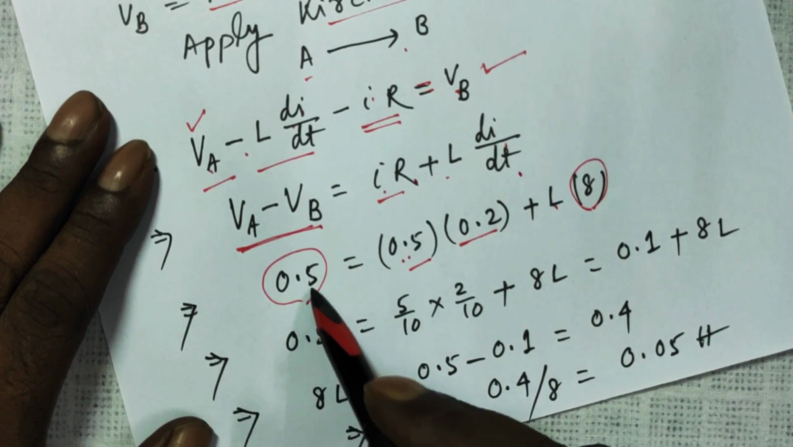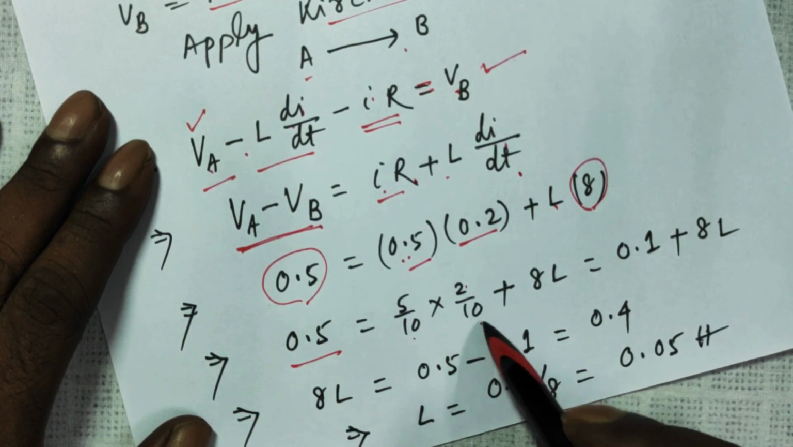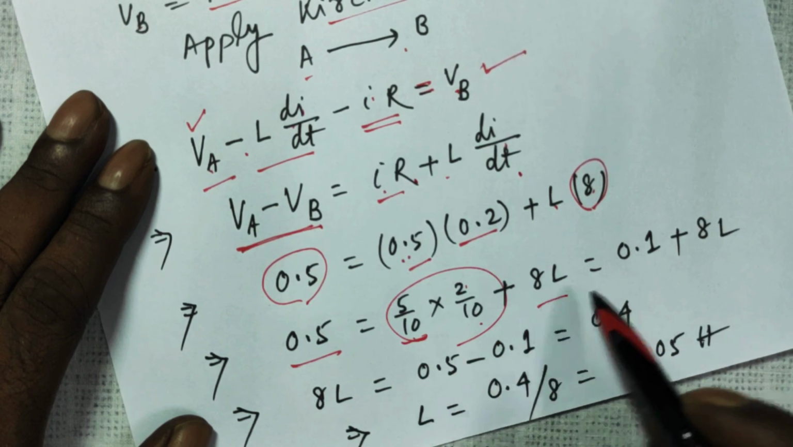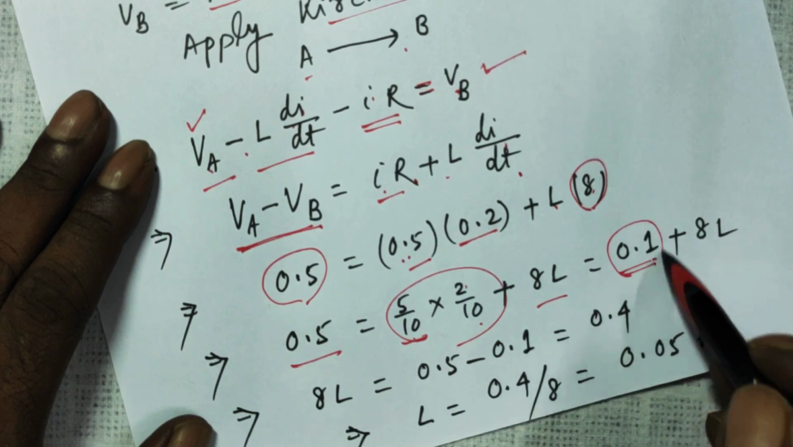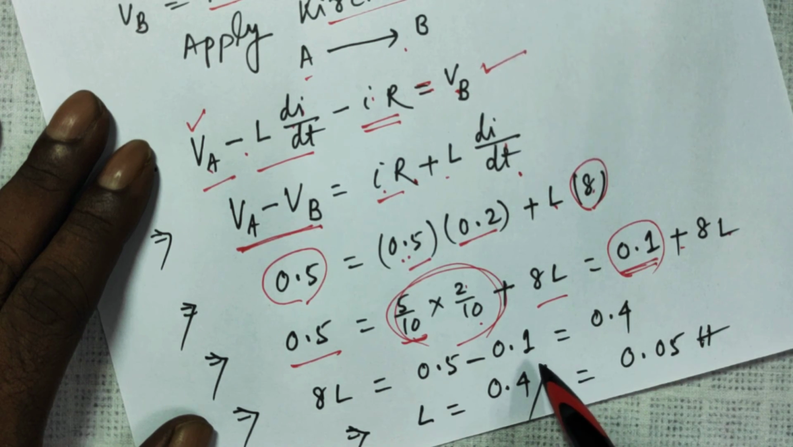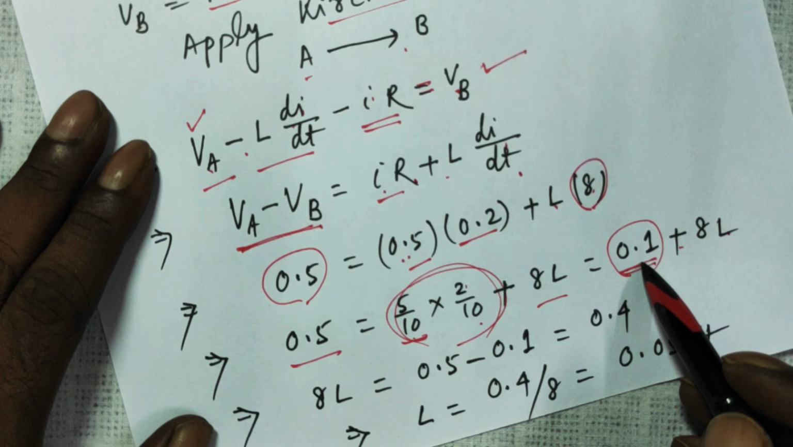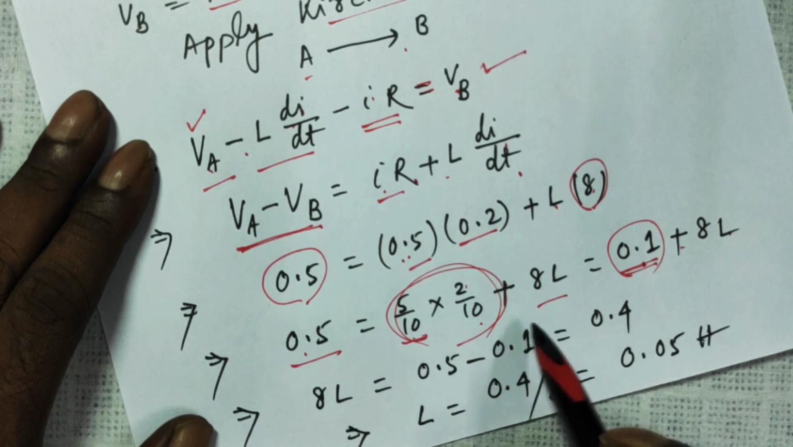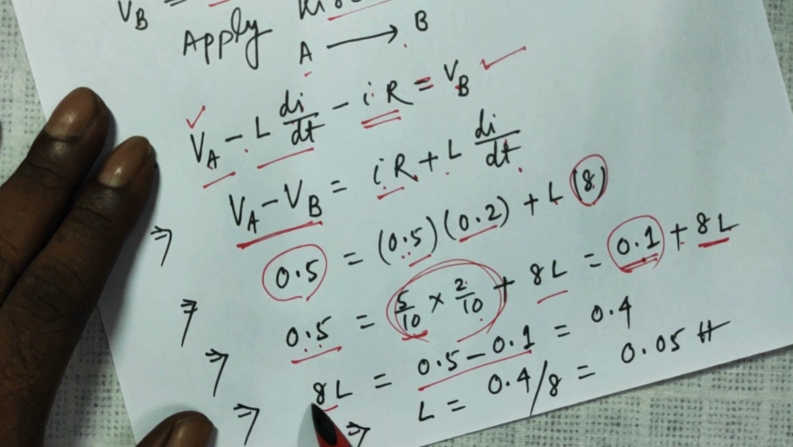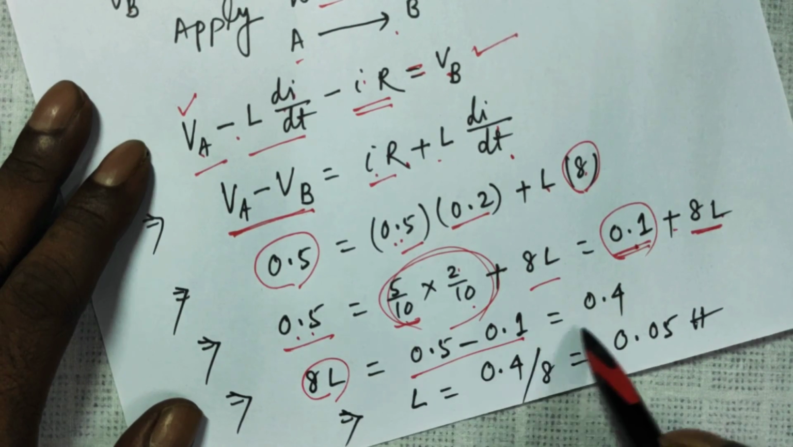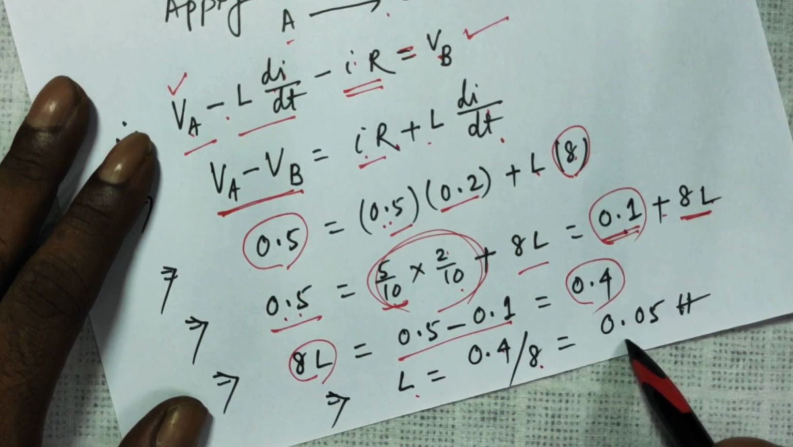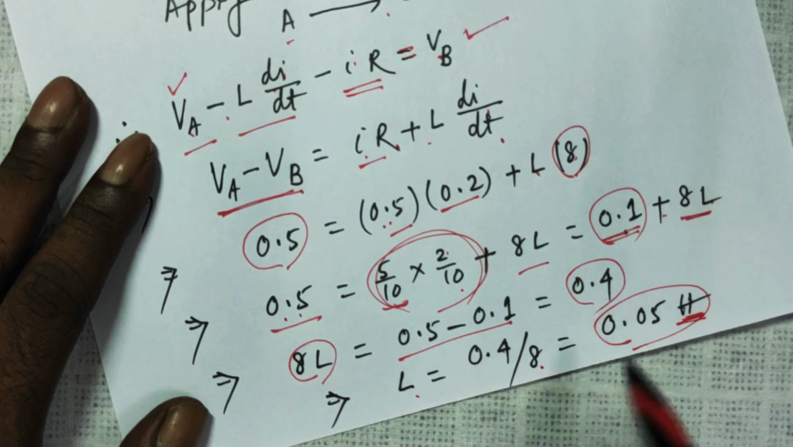So your 0.5, this is 5 by 10, 2 by 10, this is 8L. So this term becomes 0.1, 0.1 plus 8L. So bring this 0.1 to this side. So it becomes 0.5 minus 0.1. 8L is 8L. So 8L is equal to 0.4. So L is equal to 0.4 by 8. That is equal to 0.05 Henry.